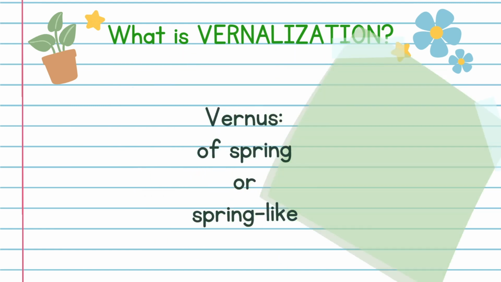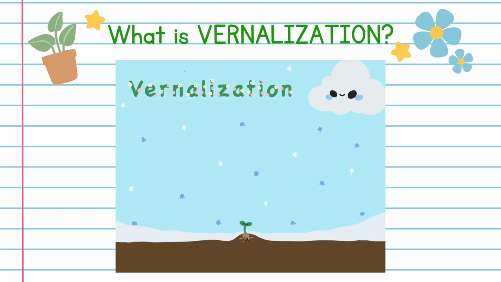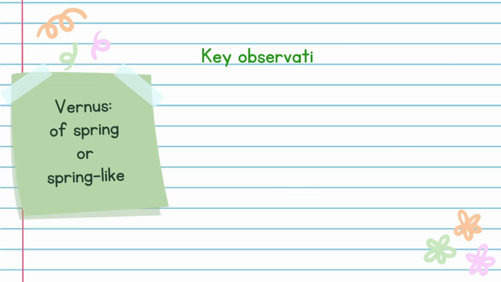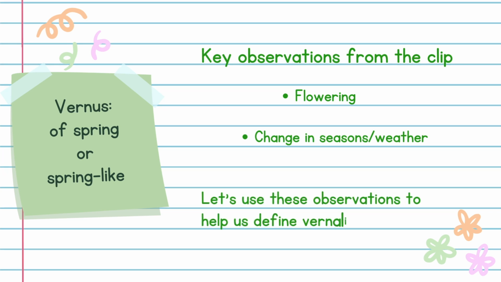To introduce us to the topic, let's watch this short clip and see what we can observe. Key observations that we noticed during this clip were flowering and the change in seasons or weather. Now that we have that in mind, let's use these observations to help us define vernalization.